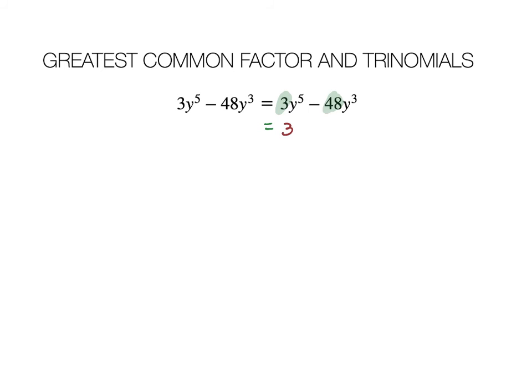Now look at my variables here. I got a y to the 5th and a y cubed, so the most they have in common is a y cubed. So I'm going to pull that out. So again, I'm just dividing this by a 3y cubed, leaving me 1y squared minus 48 divided by 3 is 16. And I've taken out all the y's. So I'm at 3y cubed times y squared minus 16.